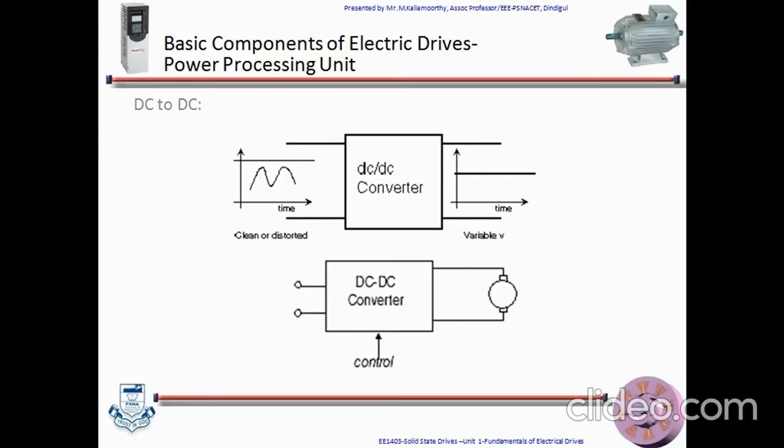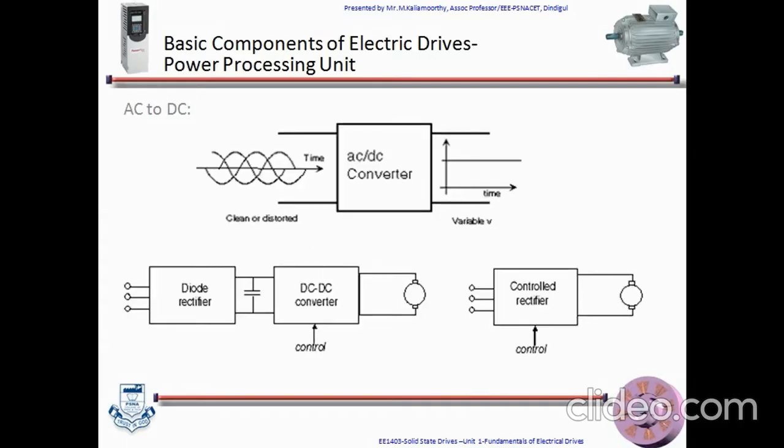There are three types of DC to DC converter. One is a boost converter, a buck converter and a buck-boost converter. In the case of a boost converter, the output voltage will always be greater than the input voltage. In the case of a buck converter, the output voltage will always be less than the input voltage. In the case of a buck-boost converter, the output voltage can be greater than or less than the input voltage based on the duty cycle.